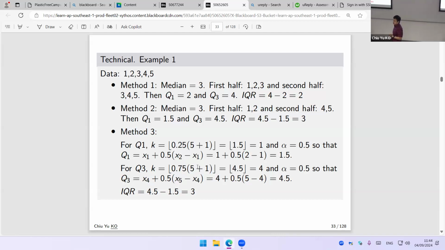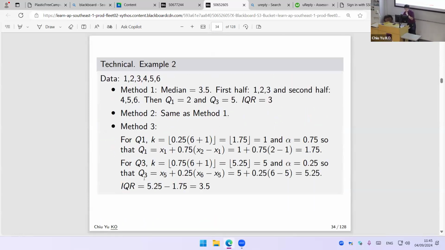For Q3, it's 3/4 of 6, because n is 5 and n plus 1 is 6. Remember, you cut the data into 4 parts, and the last cut is 3/4 of n plus 1. So it's 0.75 times 6, which is 4.5. We order them from x1 to xn. So with 4.5, you take the 4 and the 0.5: x4 plus 0.5 of the distance between 4 and 5, because it's 0.5, you take the halfway. That's how you get Q3.